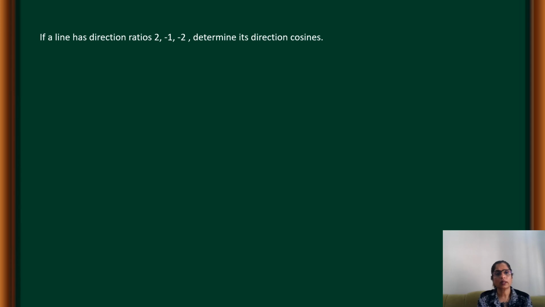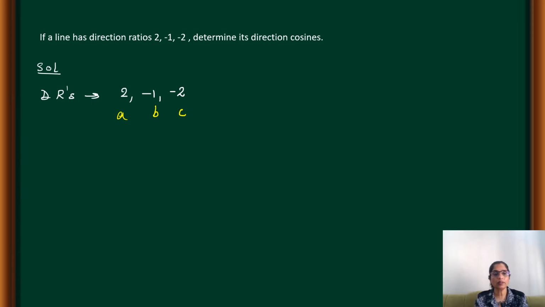All right. What is this they have given us? If a line has a direction ratio, that means direction ratios are given to us. What are the direction ratios of the line? It is 2, minus 1 and minus 2, correct? That means this is actually A, B and C.